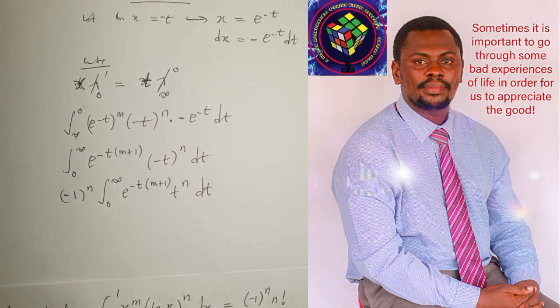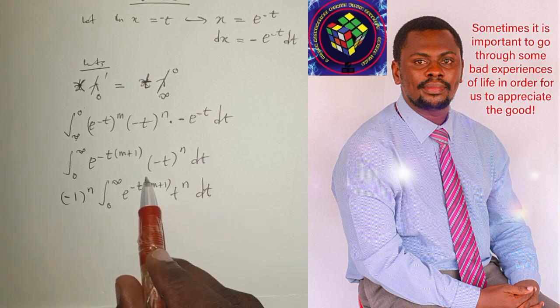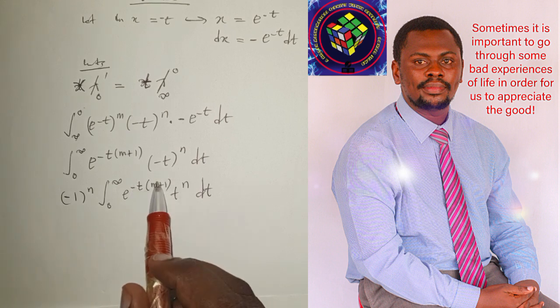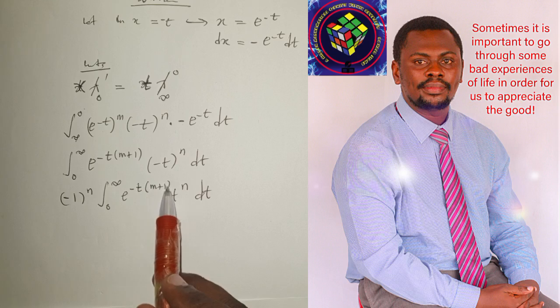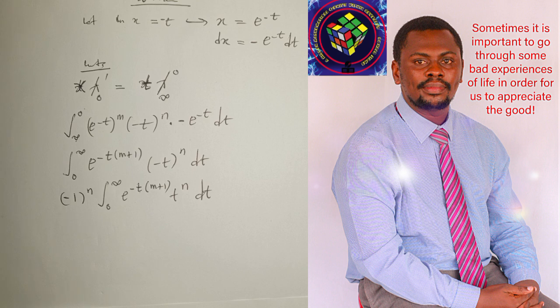Again we know that for this integral to make sense in terms of the gamma function, the power of the exponent here should be just a single variable. So again, we are going to let this whole thing on top here, t times m plus 1, be just a single variable.